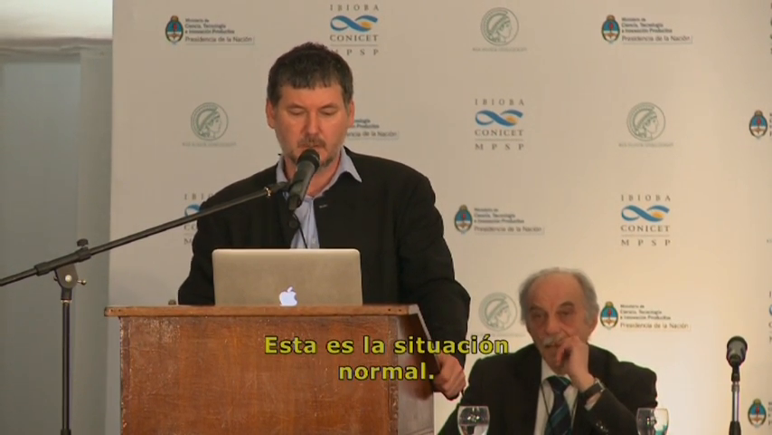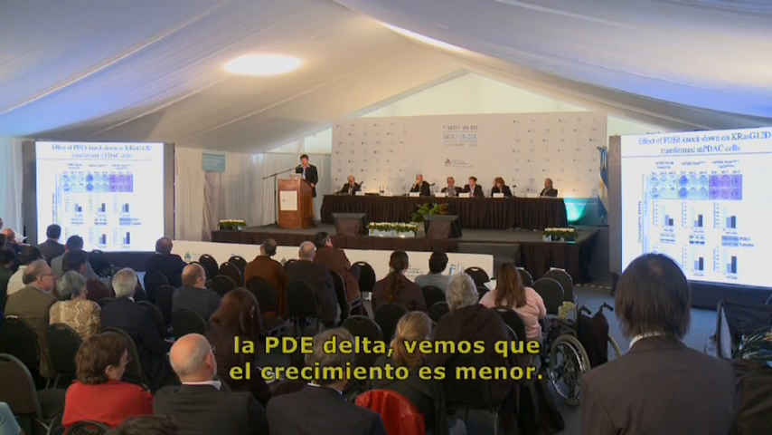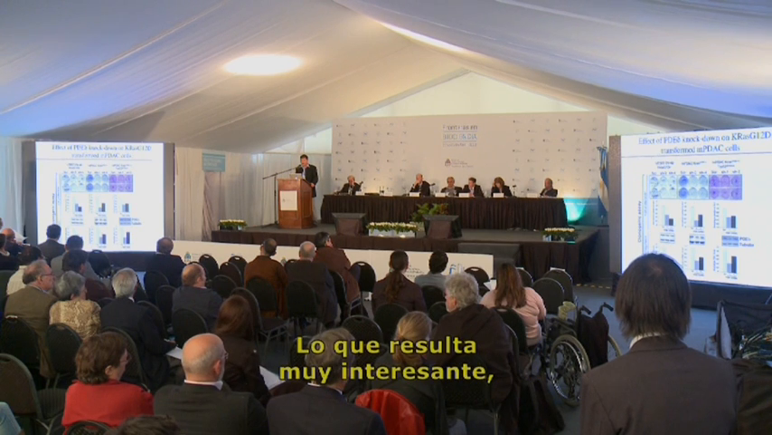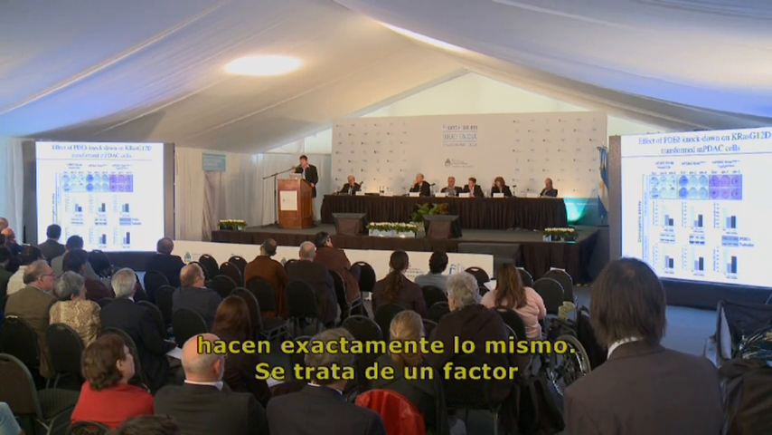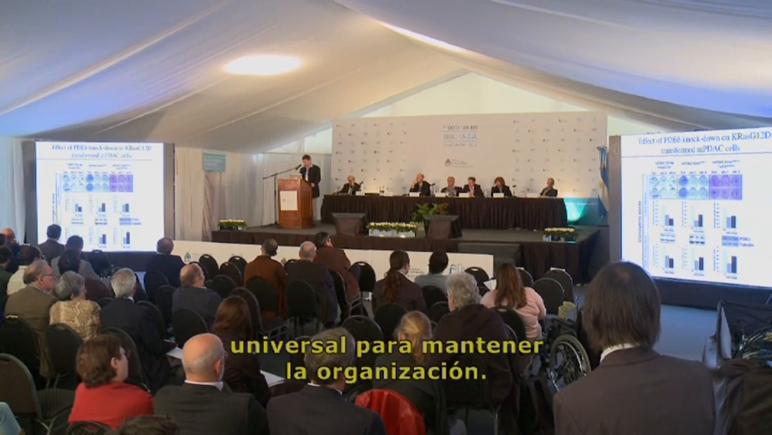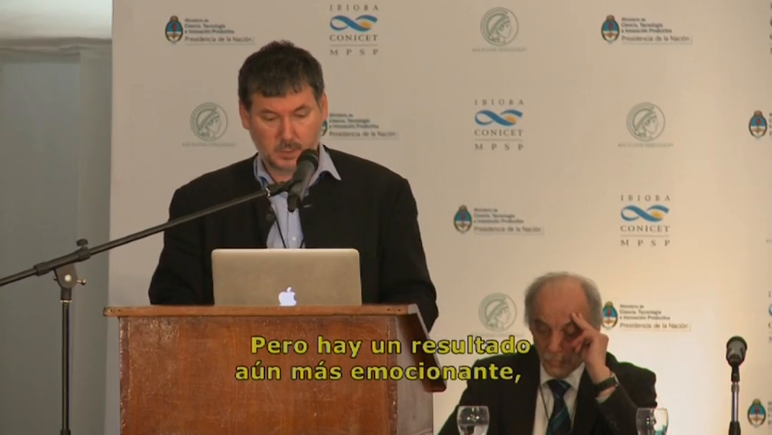You see lots of cells that grow. When we downregulate PD delta, we see a very clearly lower amount of growth. Interestingly enough, cells that are transformed with HRAS do exactly the same thing. It's a universal factor to maintain RAS organization. Now, the more exciting result comes now.